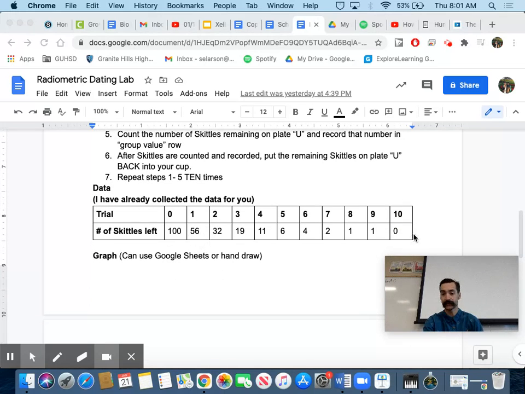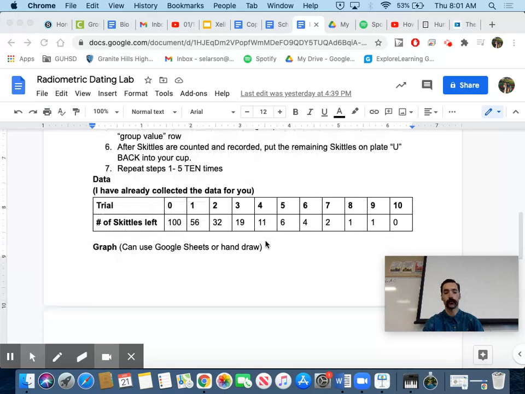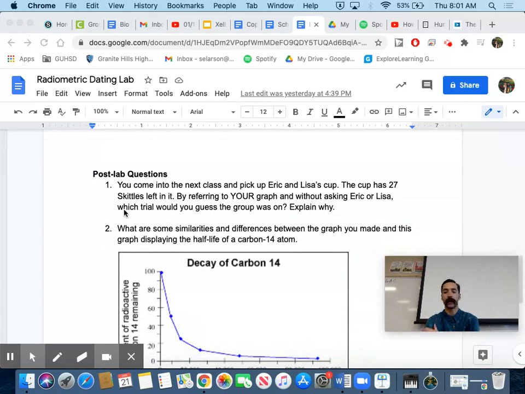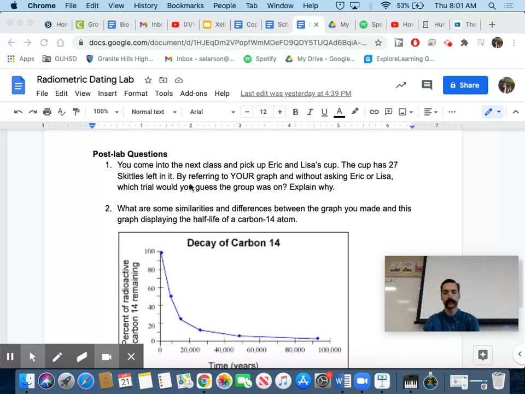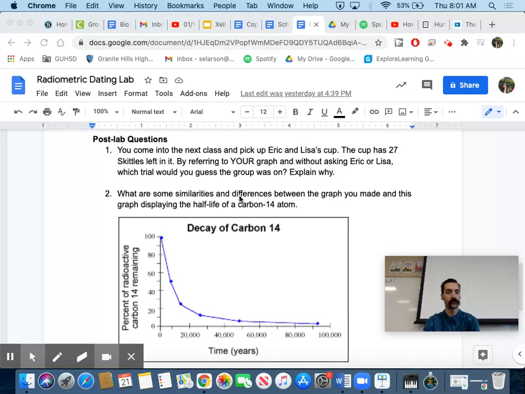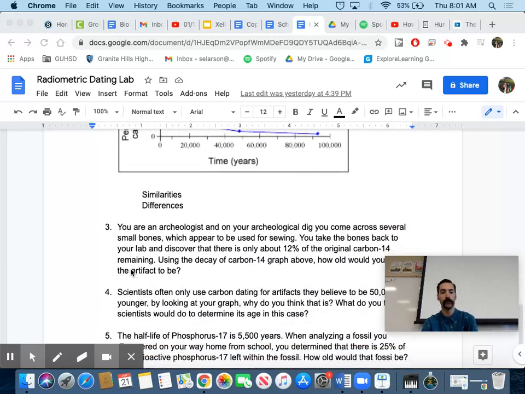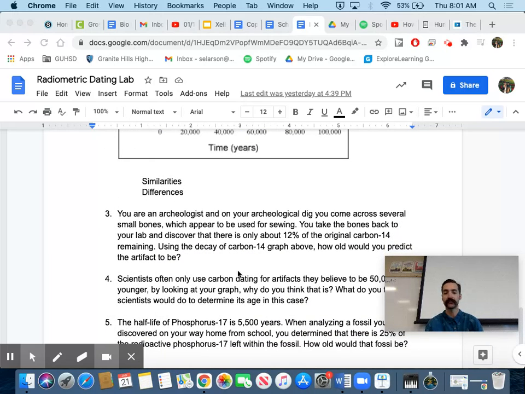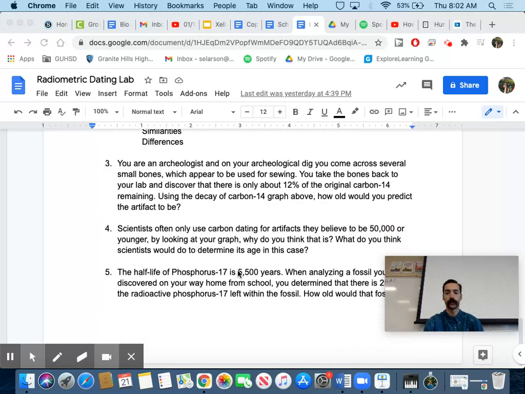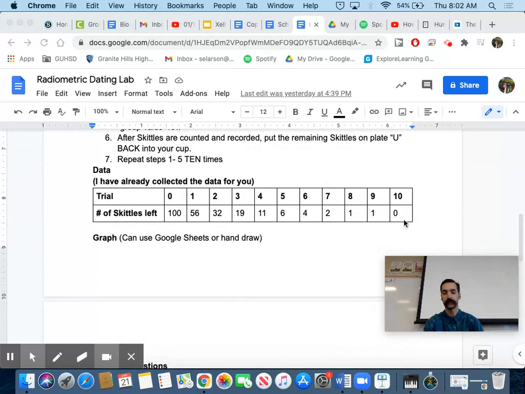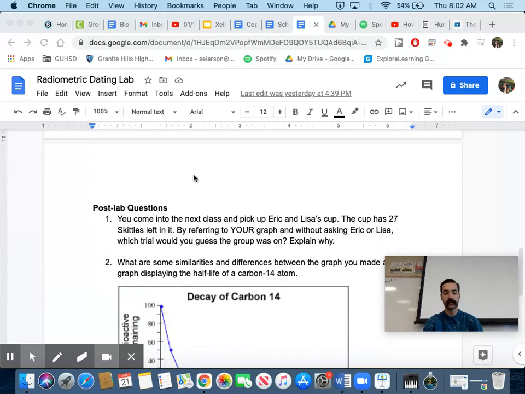So this is the data that I collected by participating in this lab. And what you are going to do is finish this lab. So you're going to complete the graph and you're going to work through the questions. So asking about what do you expect to see over time? What are some similarities and differences between the graph that you made and this graph displaying the decay of carbon-14? And then just kind of diving into what half-lives are and how the decay of carbon-14 represents that. So there are 5 post-lab questions. So you're going to work through those post-lab questions as well, using the information that you found, using this data as well as using this graph here.